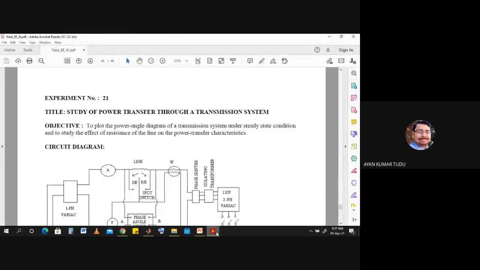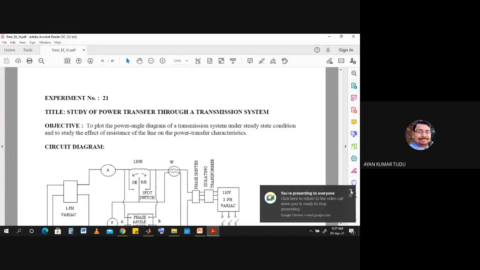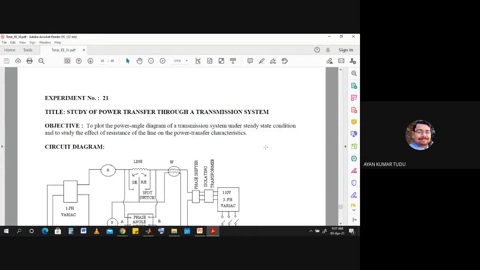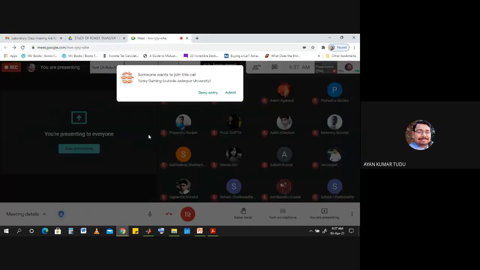As you can see, this is the study of power transfer through a transmission system. So what is the objective? The objective is to plot the power angle diagram of a transmission system under steady state condition and to study the effective resistance of the line on the power transfer characteristics. We'll be seeing that one in the later half.